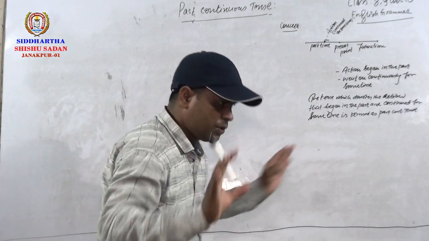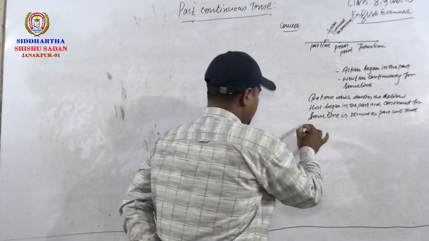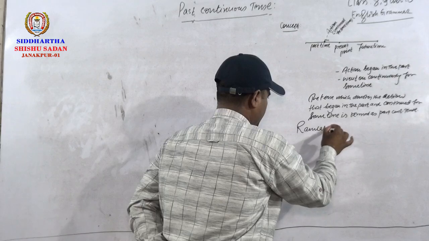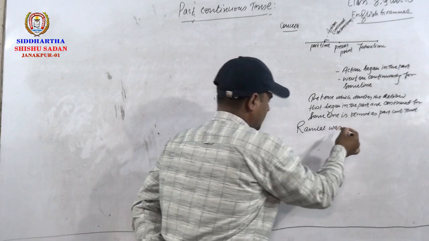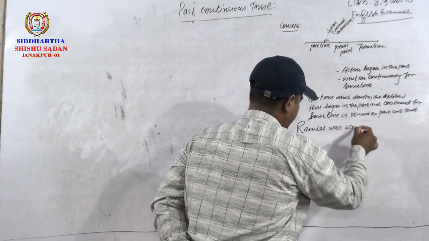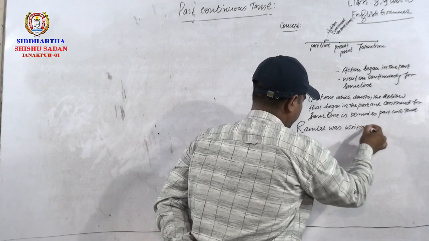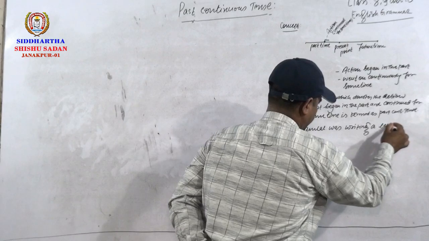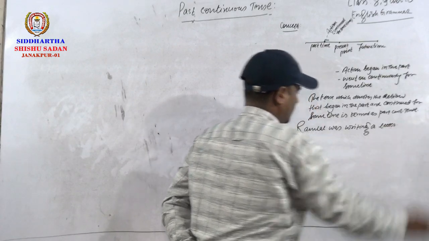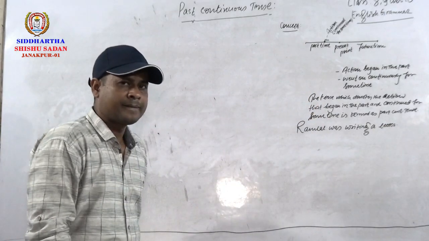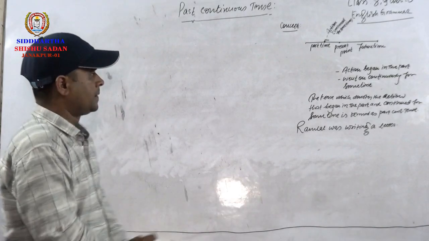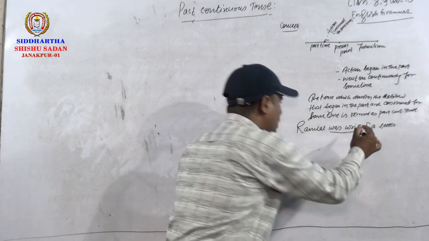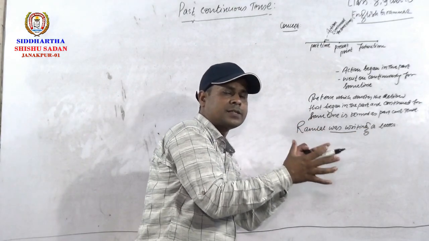Let me give you one example here. Ramlal was writing a letter. Yes. It means this action was going on continuously in the past.